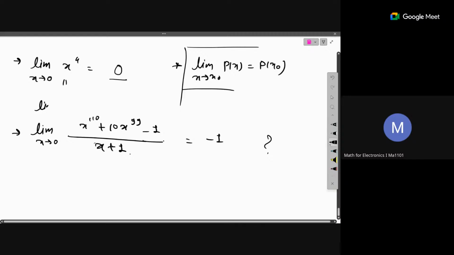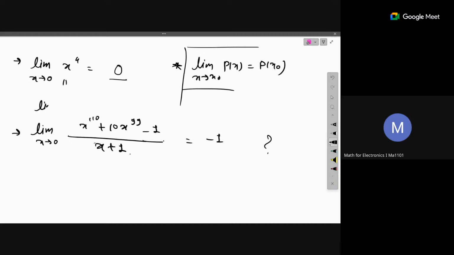So this is one result, that if we have a polynomial, then the limit as x goes to x naught of p of x is equal to p of x naught. And the reason behind that, you can go to the lecture and check why this is happening. It's very easy, because a polynomial is nothing but a combination of linear functions and constant functions. And both functions are continuous. So that's why a polynomial is also continuous.